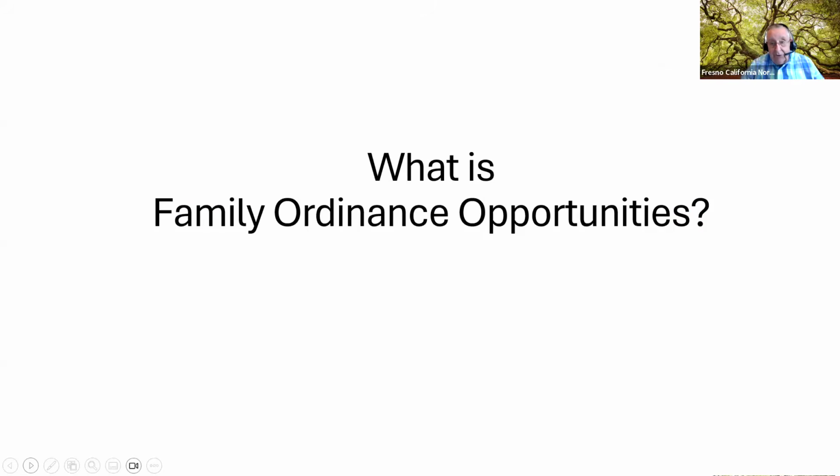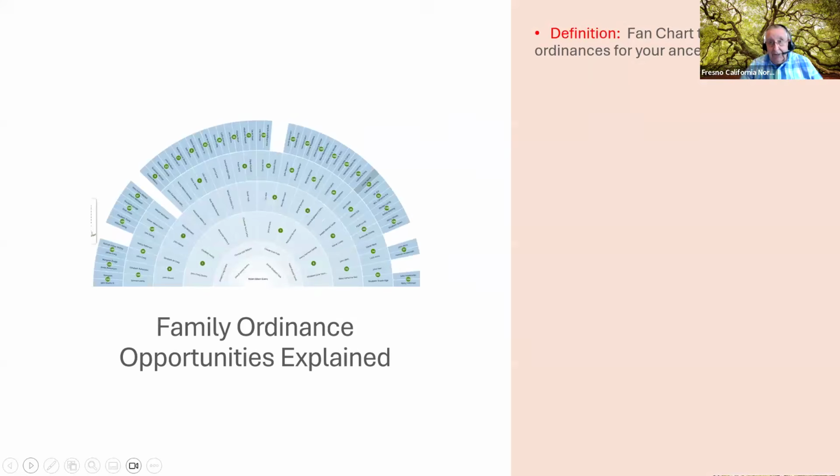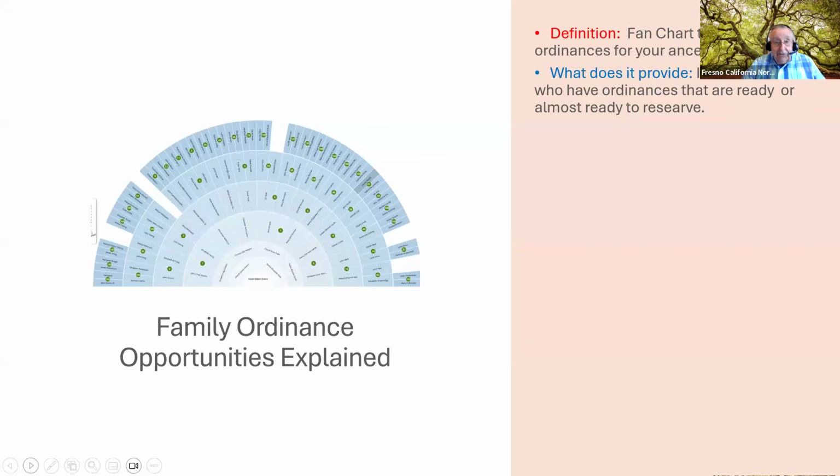Okay, so what is Family Ordinance Opportunities? Essentially, it's a fan chart that's been developed to really help you focus in and find ordinances for your ancestors. It provides a listing for the descendants of each of your ancestors, and it'll tell you on that list the people who are ready or almost ready to be reserved.